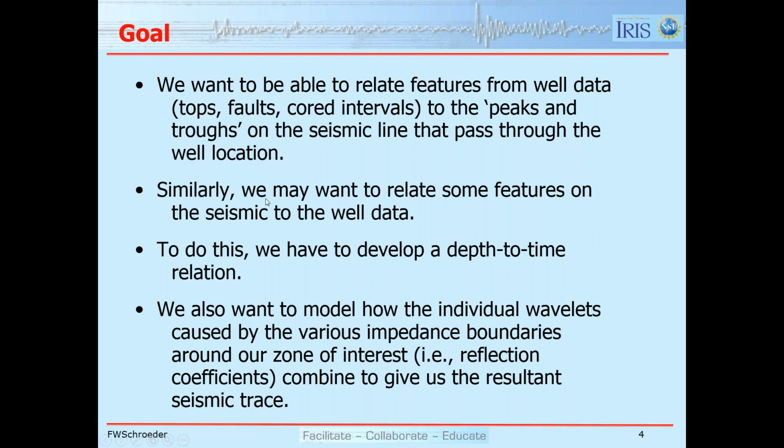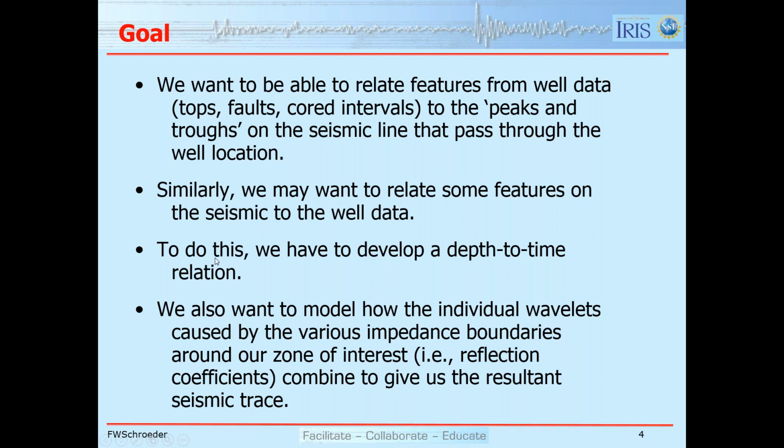Similarly, we may see something of interest on the seismic that we may want to try to relate back to the well data. So perhaps we see a very large amplitude reflector. We could ask the question, what is that related to in terms of the well information? So we can go from the well to the seismic, which is probably the more common task, but we can also start with the seismic and tie it back to the well data.